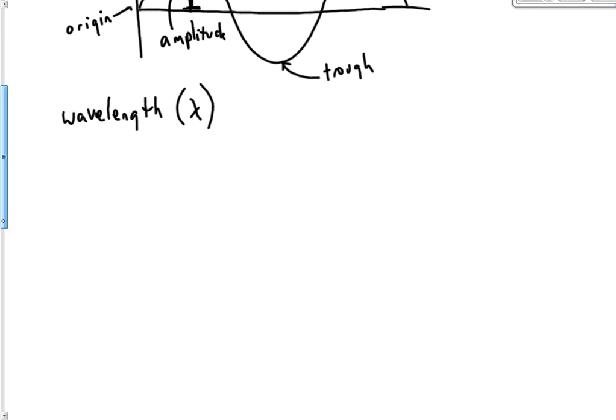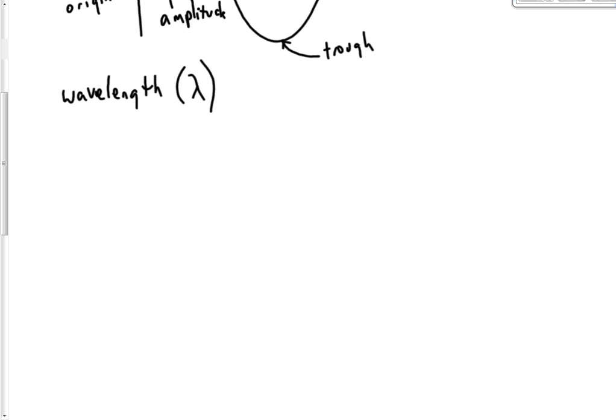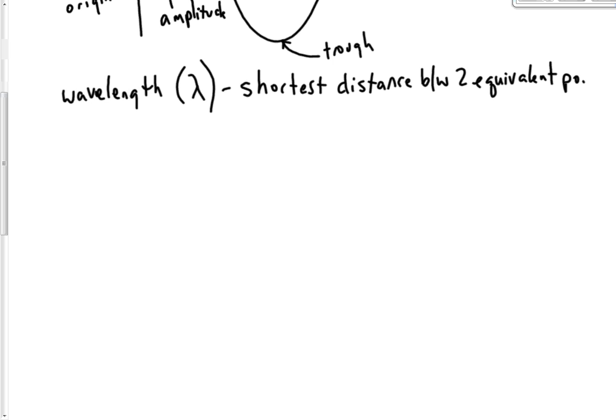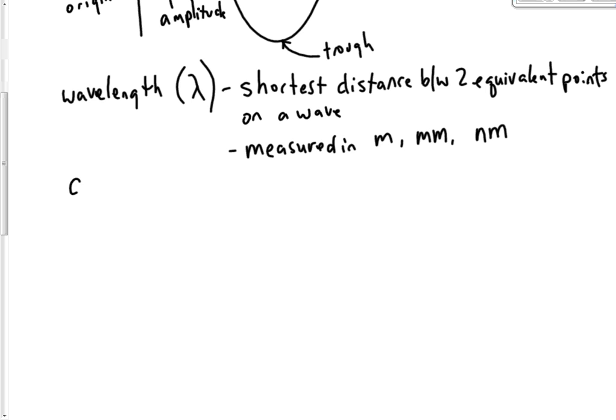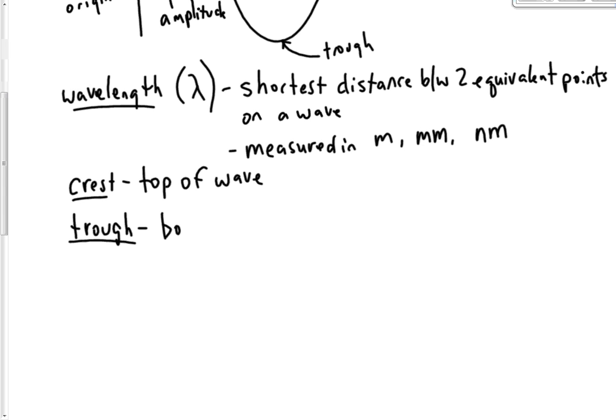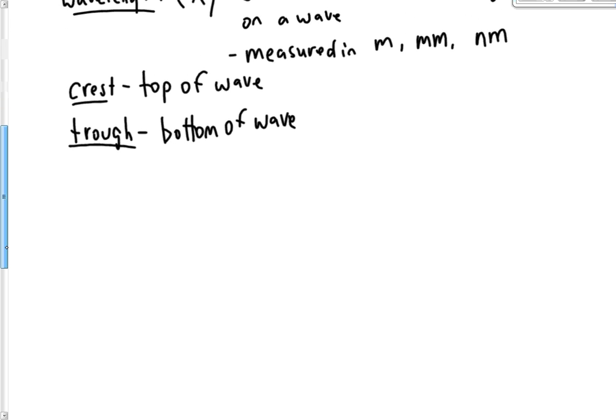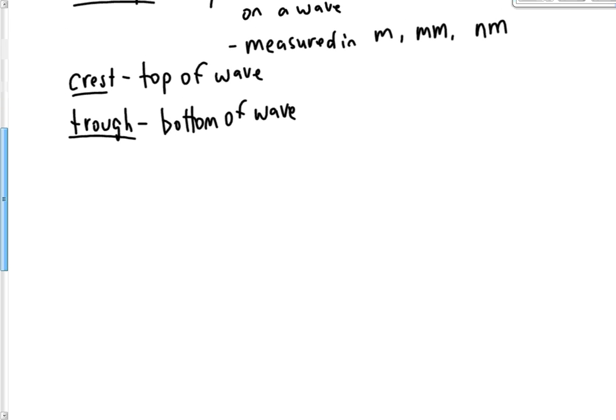So more definitions. We've got wavelength, and the symbol for wavelength looks like an upside down Y. This is the shortest distance between two equivalent points on a wave, and it's measured in meters and millimeters and nanometers, just depending on what kind of wave it is and how big it is. Next two definitions. Crest is the top of the wave, and the trough is the bottom of the wave, just like we saw up there. Nothing too difficult about it.